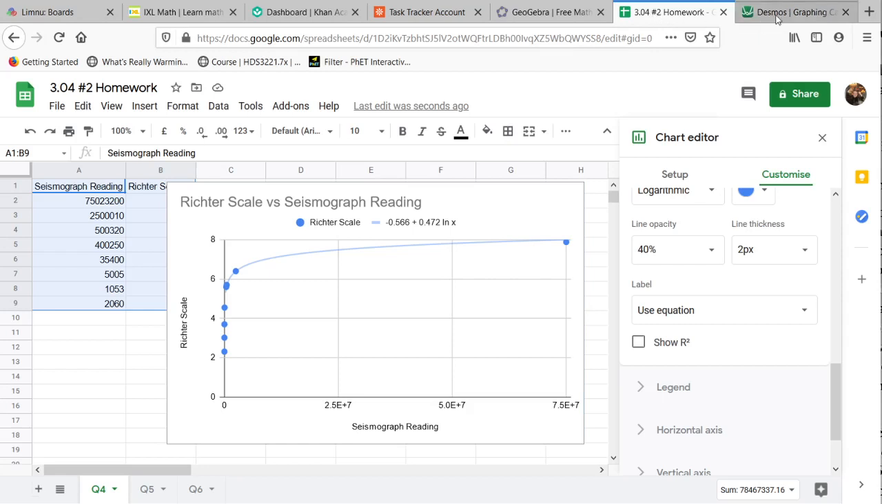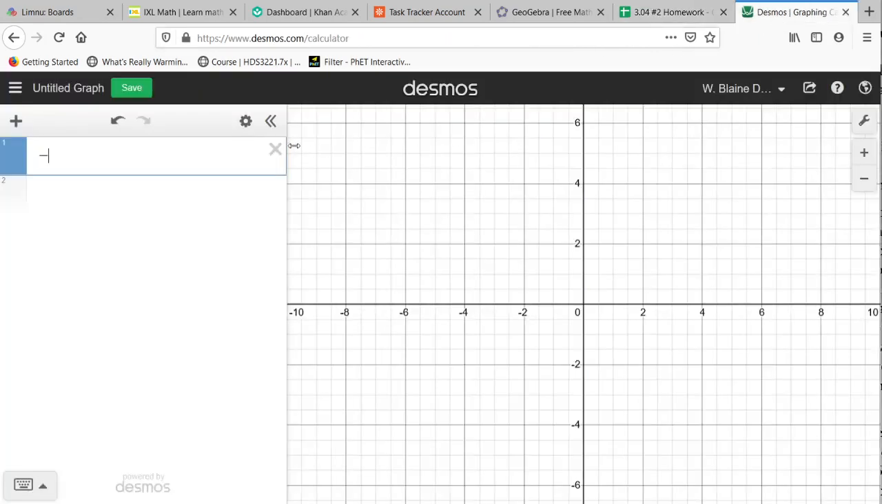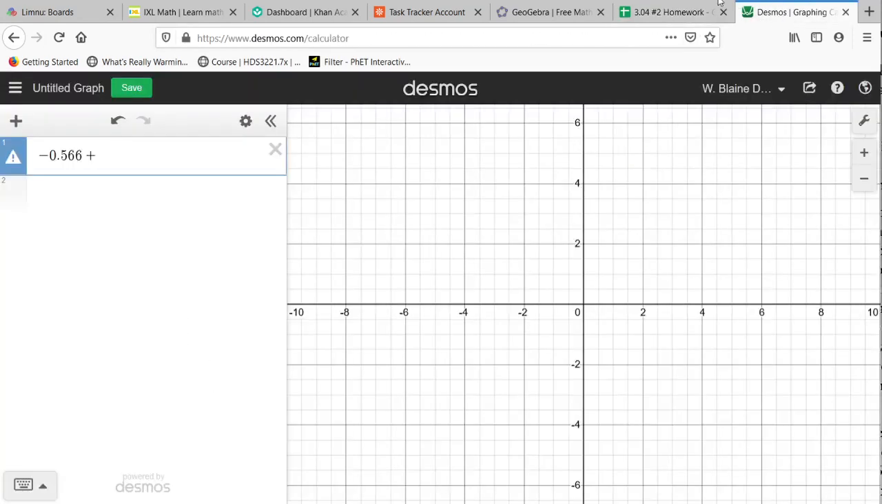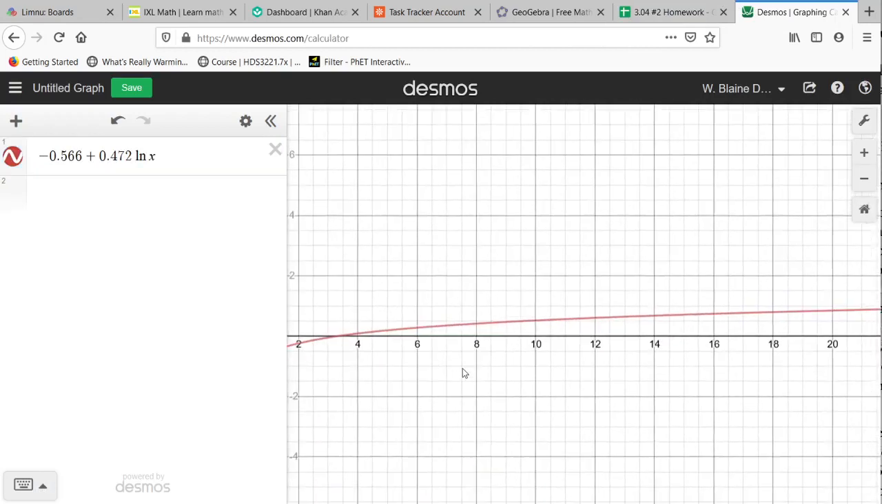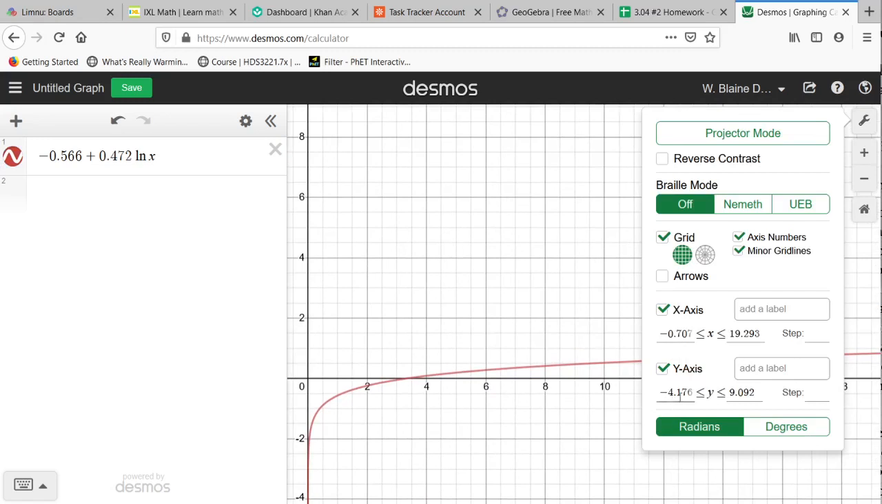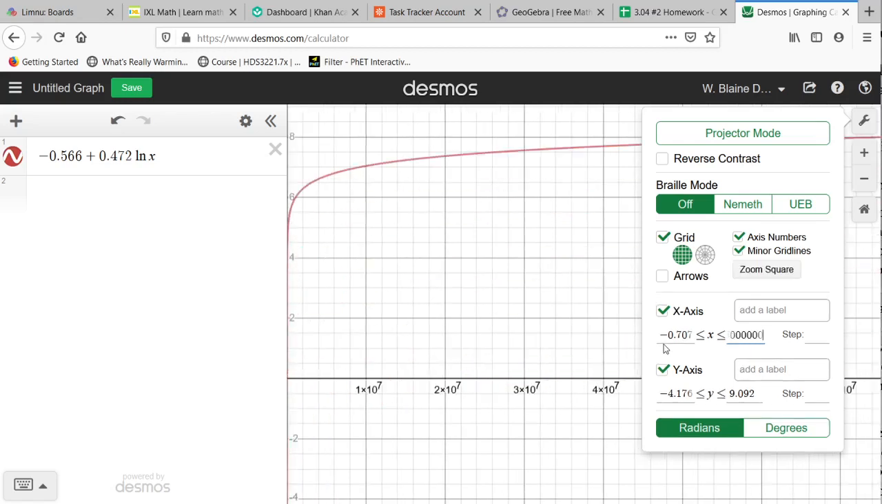So we have a negative 5.66. Well, 5.66, or was it? No, I was right the first time. I said it wrong. 0.566 plus 0.472 times the natural log of x. And we need to make sure that our plot is actually going to fit. Our x goes from 0 to 75 million, and our y from 0 to 10 is fine.